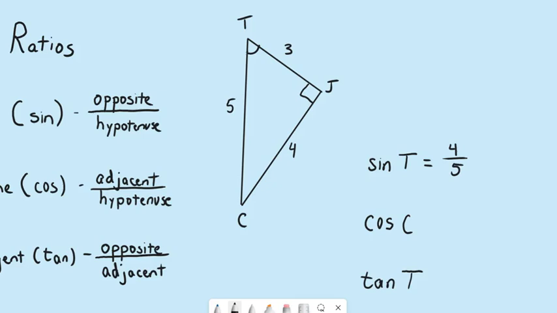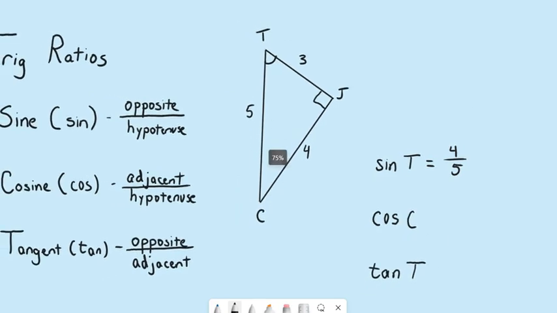What about cosine C? That's the adjacent over the hypotenuse, remember? So what is adjacent to C? Well, one of them is the hypotenuse, so that's not the adjacent one. The adjacent one is going to be the one that's not the hypotenuse, which is JC, which is also 4. And then what is the hypotenuse? The hypotenuse is 5 still. The hypotenuse will always be the same, as we saw in the last exercise. And notice that the sine of t and the cosine of c are the exact same.